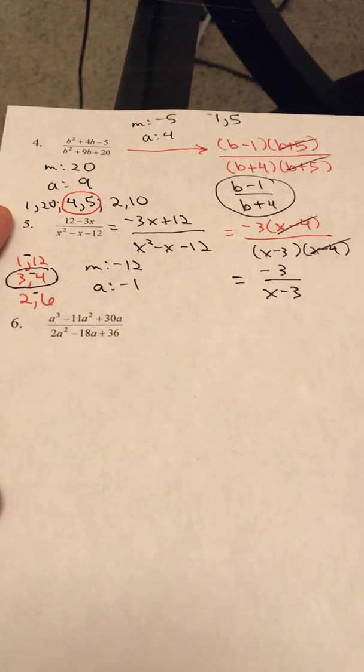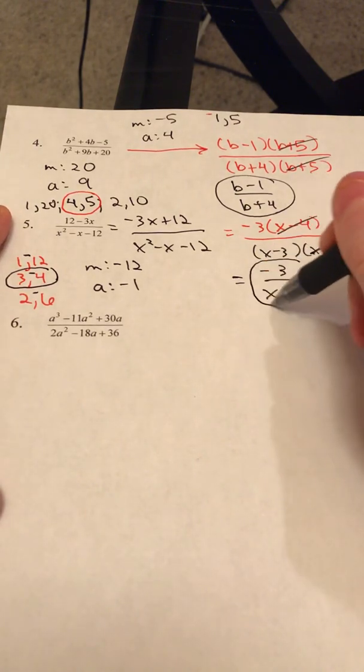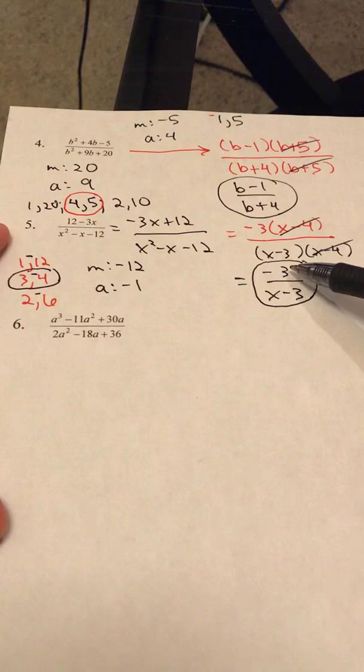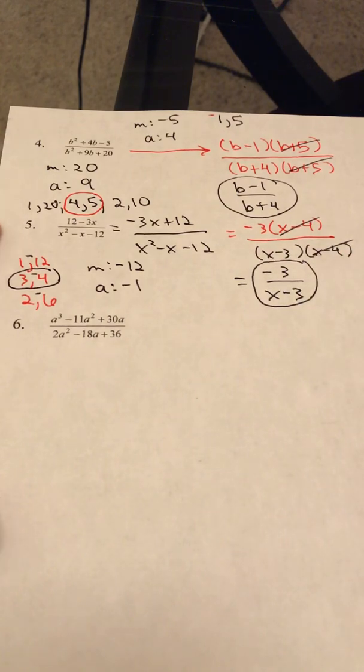Now again, with all of these questions, when you work with rational expressions, it's very common that you see answers where you have something very similar. Again, I've got a -3 on the top, x minus 3 on the bottom. Do not cancel those. That is something that we cannot do.